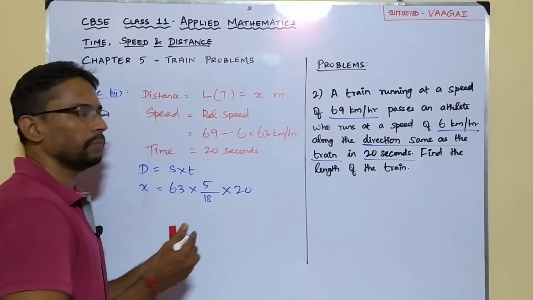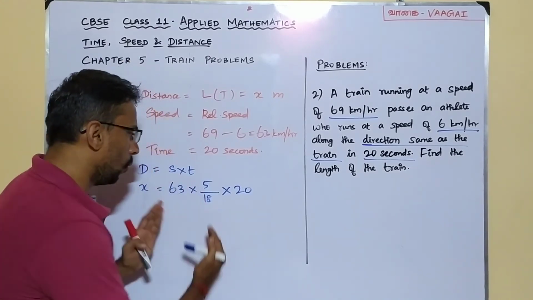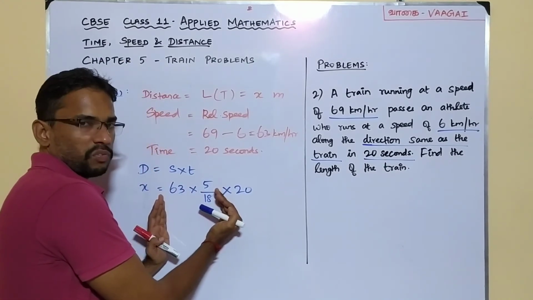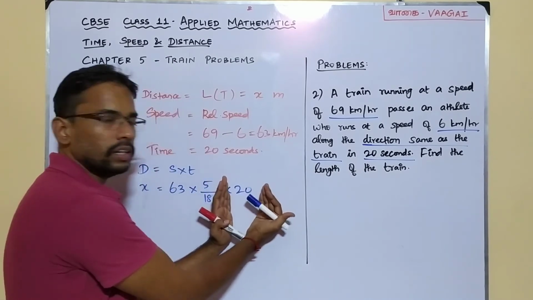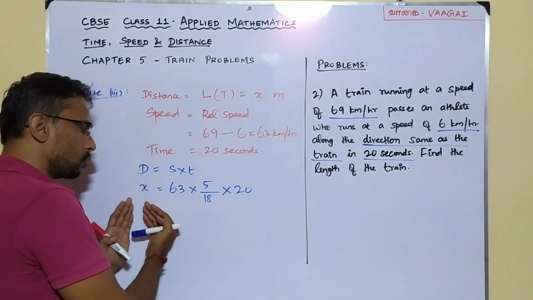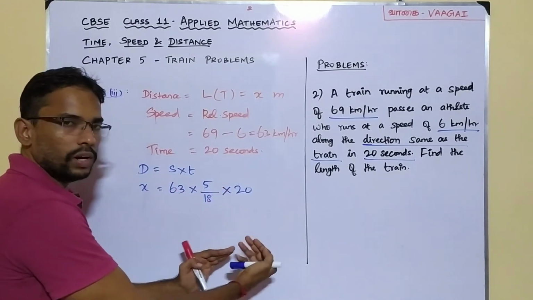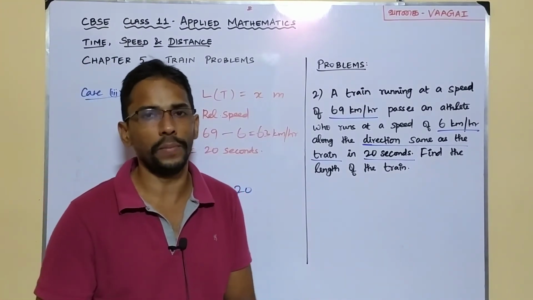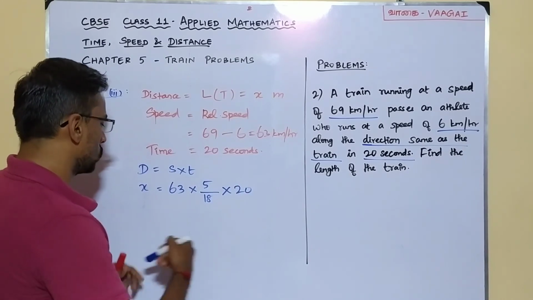Now I can directly multiply by 20, so that now I have speed in terms of meter per second, and time in terms of seconds. Now when we multiply, what happens? The distance we will be getting now will be automatically in terms of meters. That's our objective.